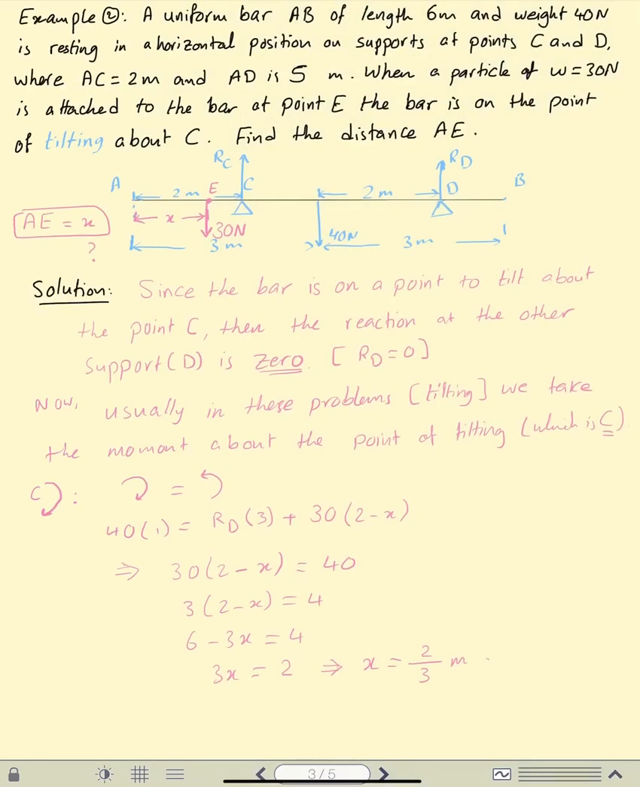Example 2. Example 2 says, uniform bar AB of length 6 meters and weight 40 newtons is resting in horizontal position on supports at points C and D. Before we proceed reading, draw like I did. So this is the rod in black, AB. Its length is 6 meters. Its weight in the middle, 40 newtons.